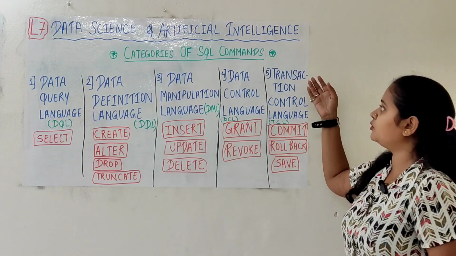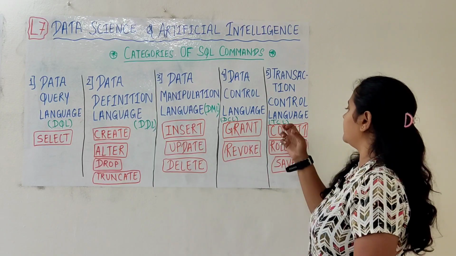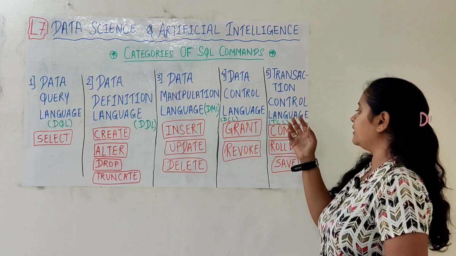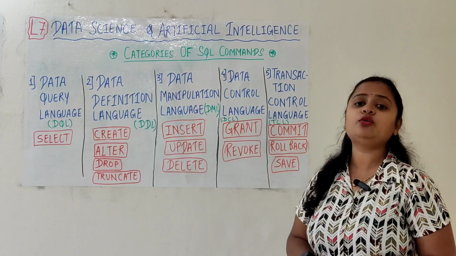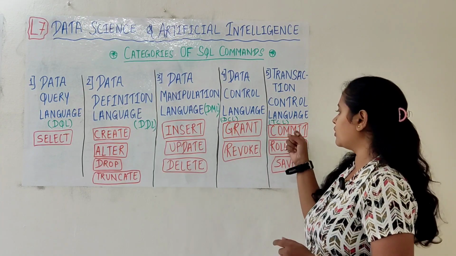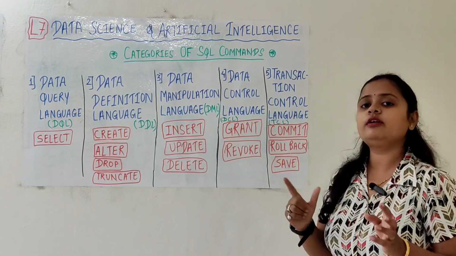Now let's come to the last and fifth category of the SQL commands, that is TCL, which stands for transaction control language. Here it has three options, that is commit, rollback and save. Now let's take an example. For this, first we will see rollback because it is easy to understand. So let's take an example.